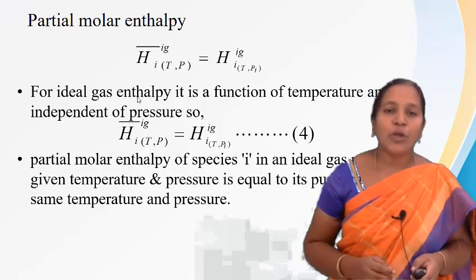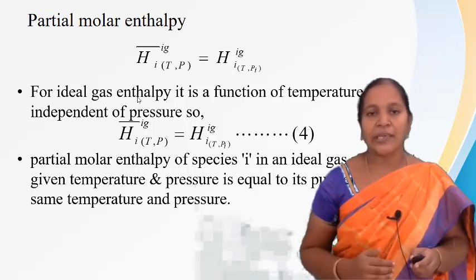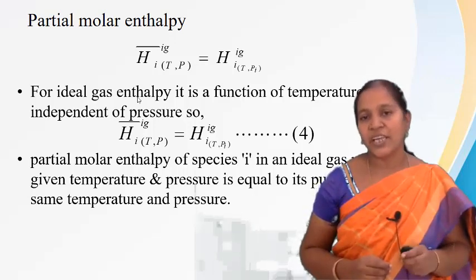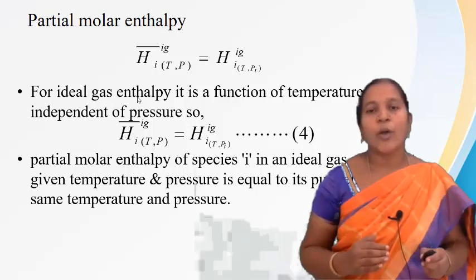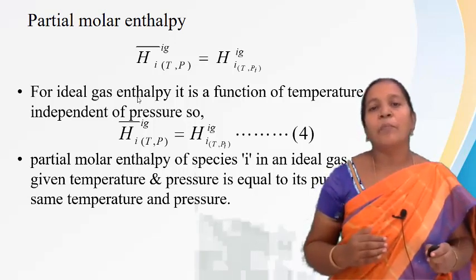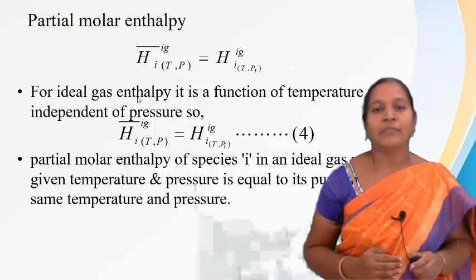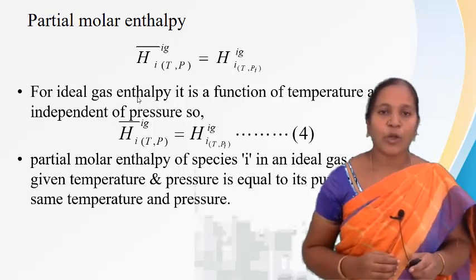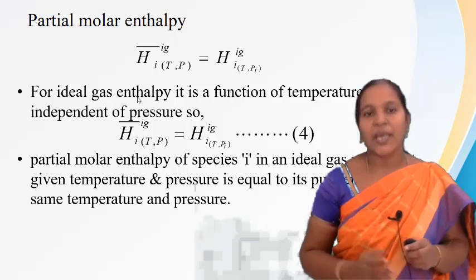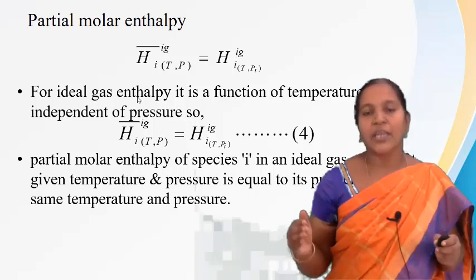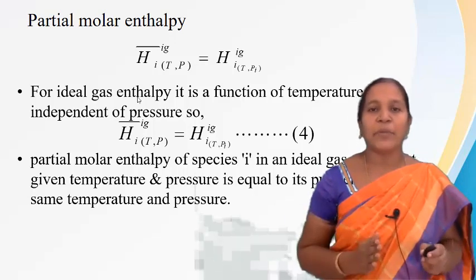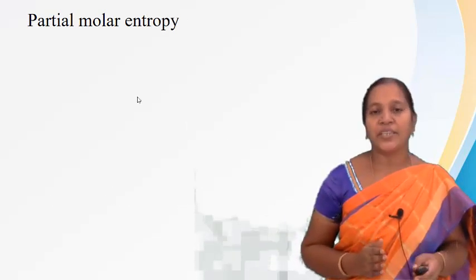Here, partial molar enthalpy of species i in an ideal gas mixer at given temperature and pressure is equal to its pure enthalpy at same temperature and pressure Pi.